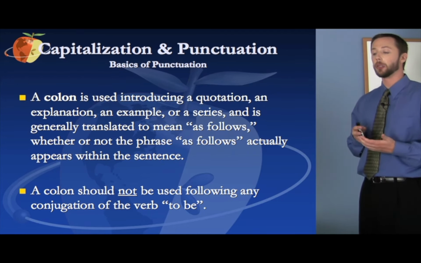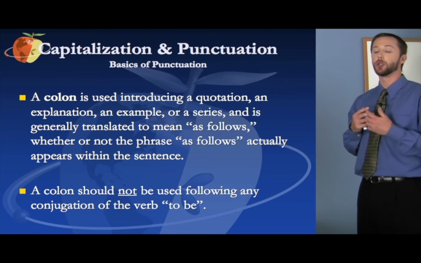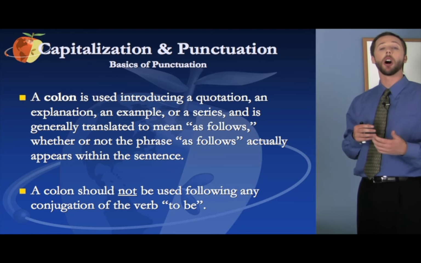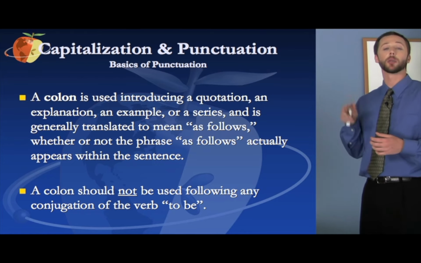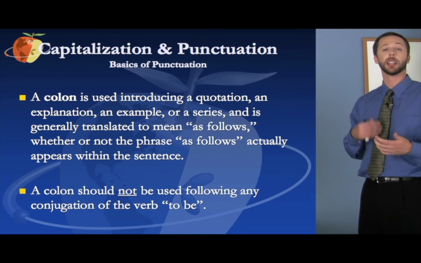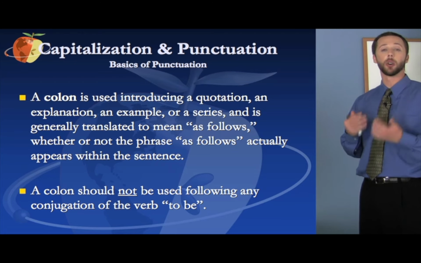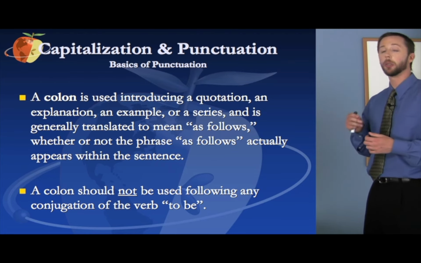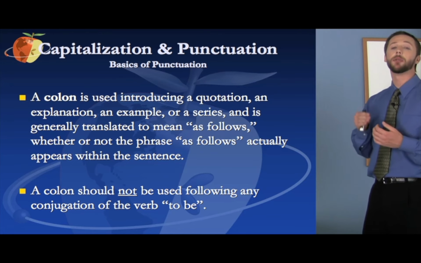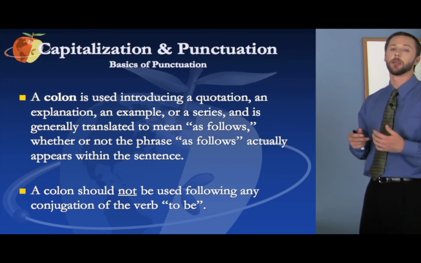What you should not do, however, is use a colon after any form of the to be verb. So you wouldn't say, "Some things I like are: snowboarding, swimming, and reading." If you're going to use a version of the to be verb like is, was, or are, in that case you don't need a colon. So the colon is only something that you're going to use to present a list or series of ideas if you do not use a version of the to be verb to connect those ideas.